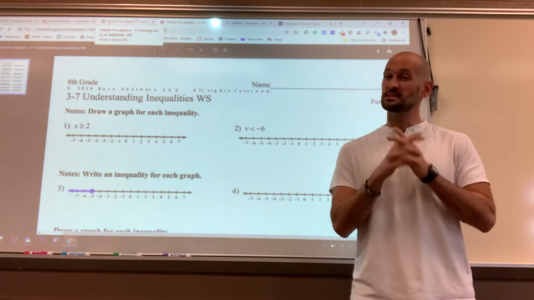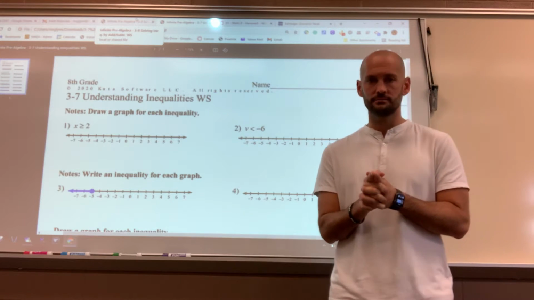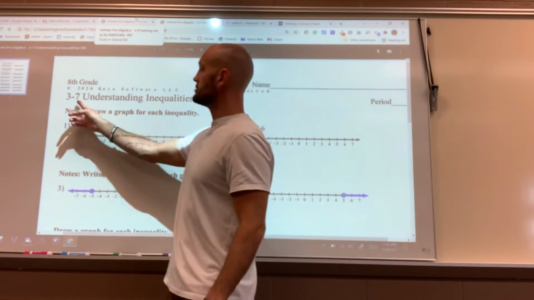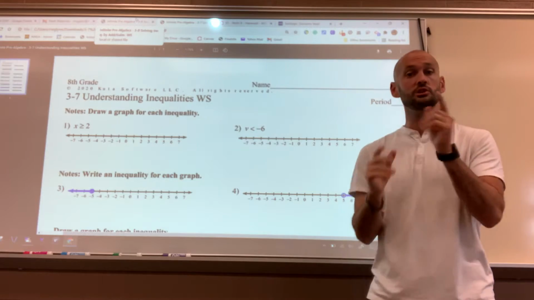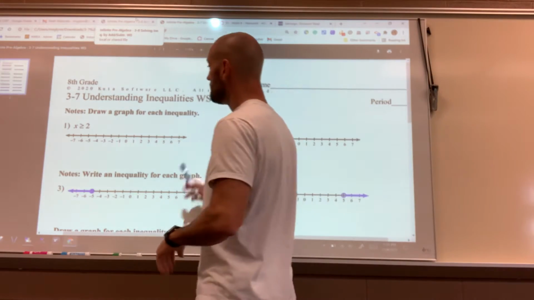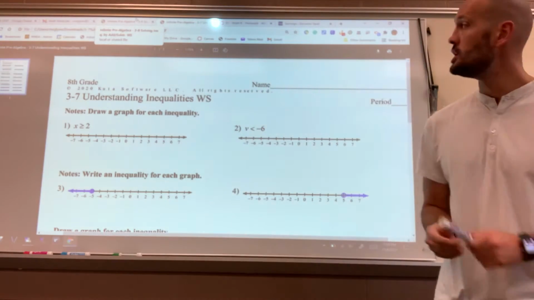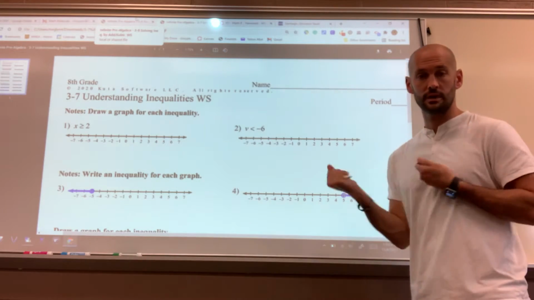First up, there's something you have to write down on your paper, okay? Right at the top. So you should all have this in front of you. 3-7 Understanding Inequalities Worksheet. So you have 2 sides to your worksheet. Look at the 3-7 side, okay? Before we get started, there's something you need to know. Write this at the top of your paper, okay?